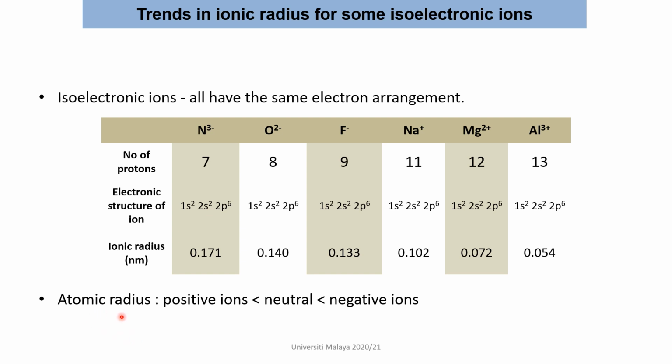So atomic radius or ionic radius varies from the least, with the positive ion having the smallest radius, followed by the neutral atom, and then the negative ion, which always has the largest size.